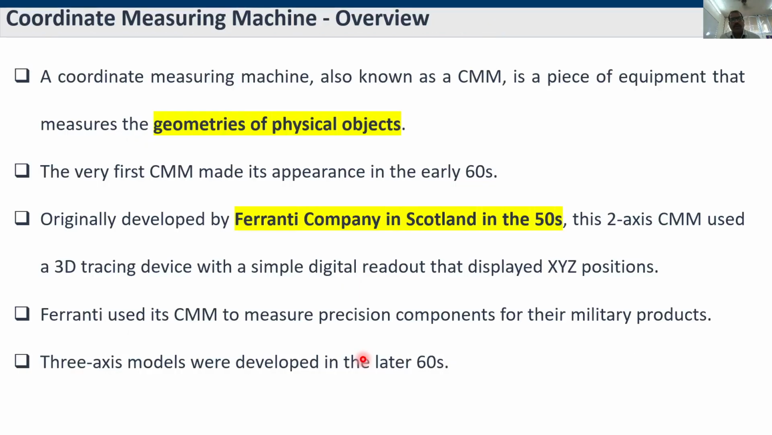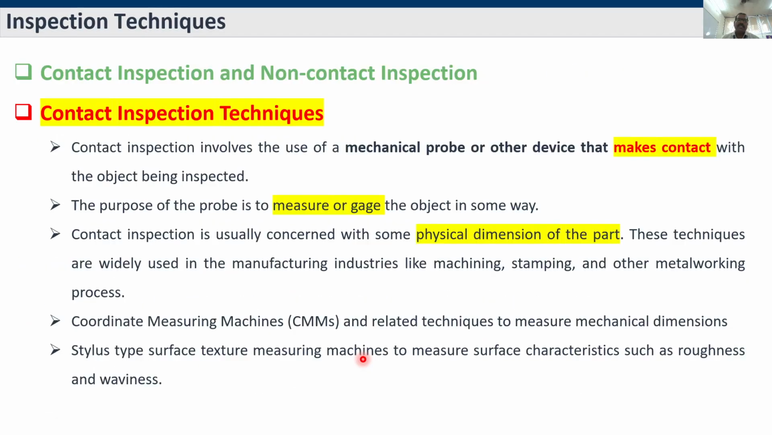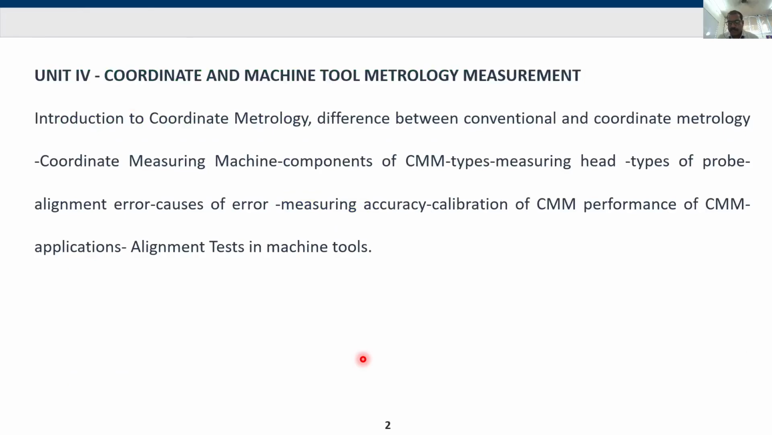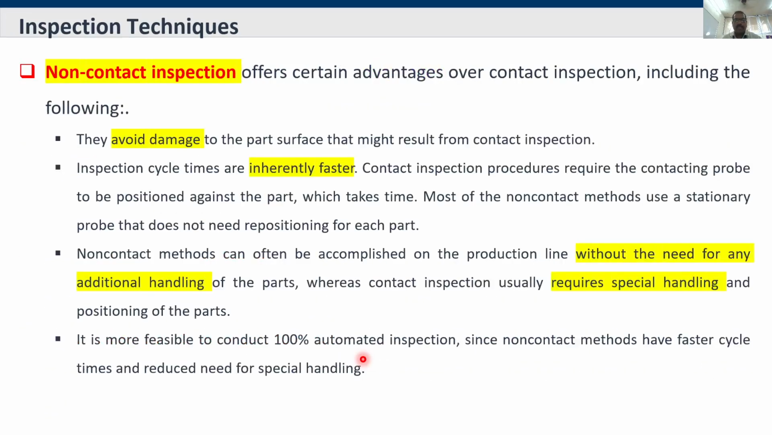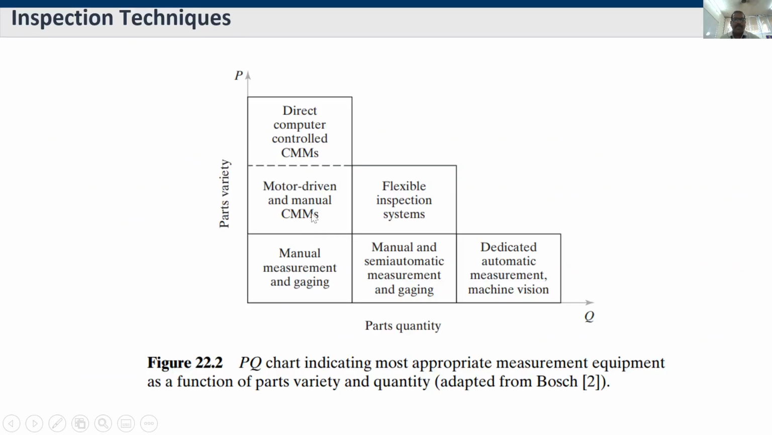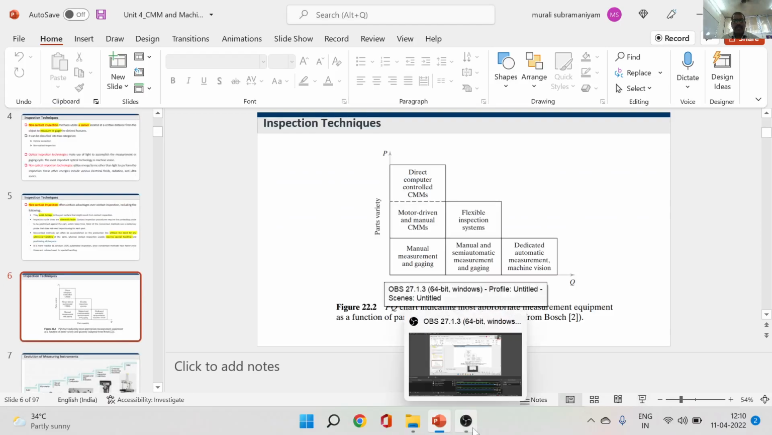Then the overview of the coordinate measuring machine I can start in the next video. As of now, we have discussed the types of inspection techniques available, contact type and non-contact type, and how they developed. We have discussed the advantages of conventional metrology, the advantages of coordinate metrology, and the difference between them. Okay, I'll stop this video recording. We'll continue in the next recording.